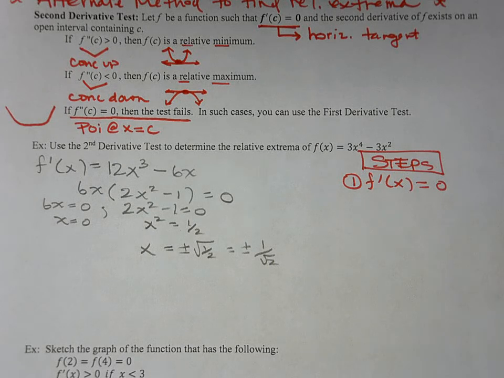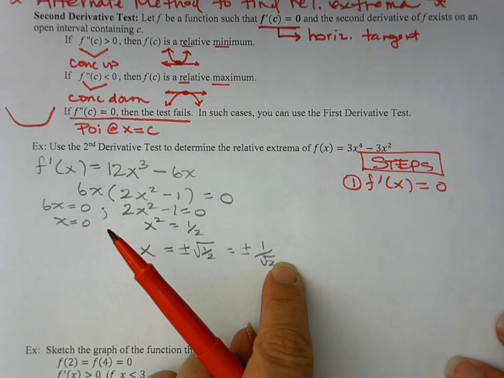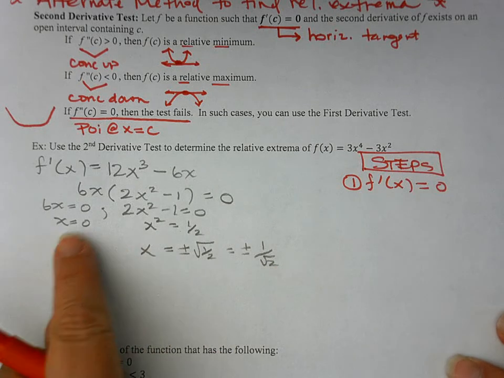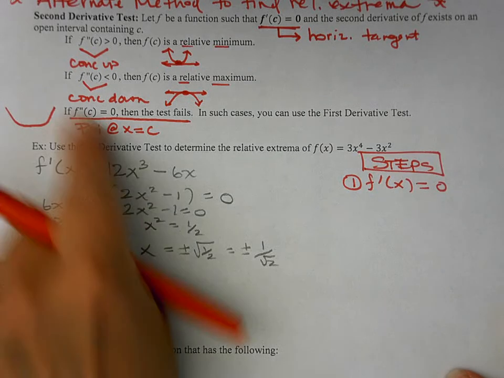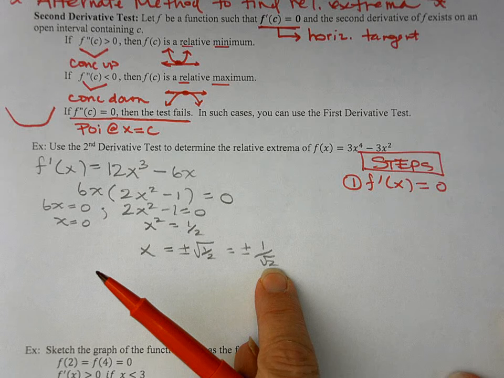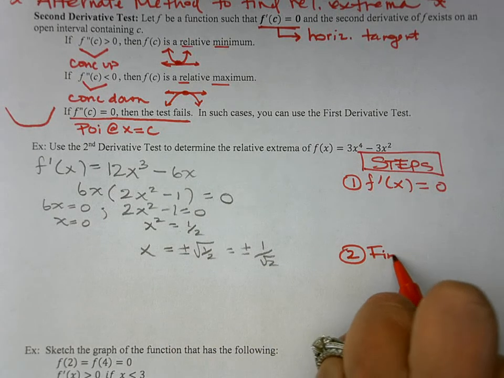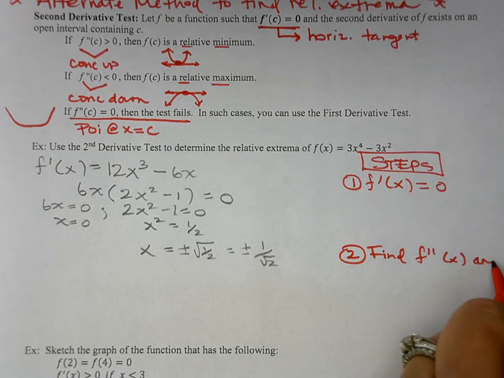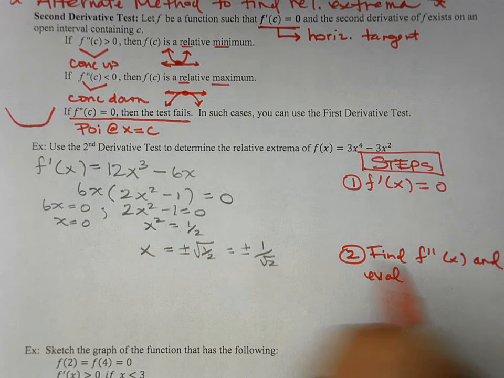And then our next step is now we need to determine, so this is where we have horizontal tangents, right? At 0, and 1 over root 2, both positive and negative, so that's where the horizontal tangents are. And now we need to know, is that resting on a section that is concave up or down to help us make a conclusion, right? Is that resting on a section concave up or down? So then we're going to find f double prime and evaluate our x values. So those are our critical numbers.